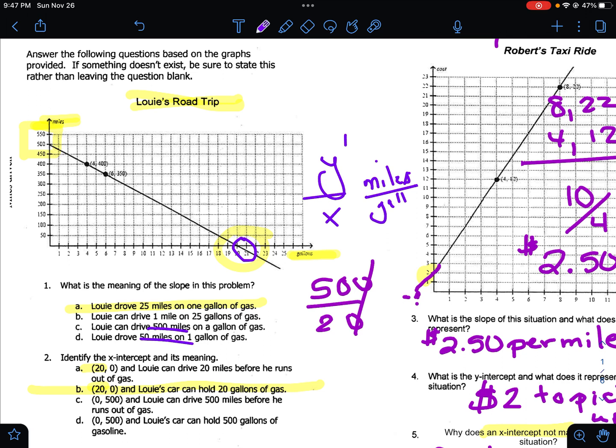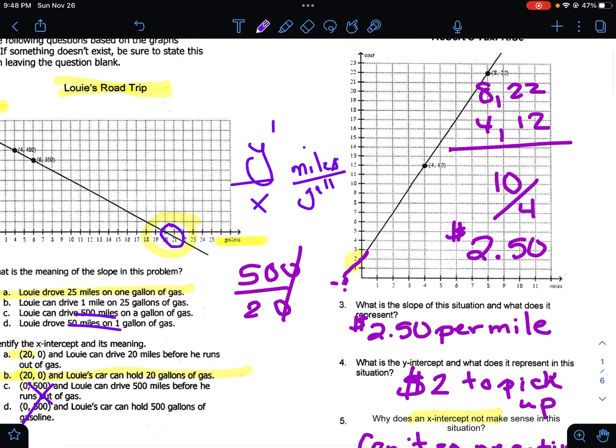So let's look at question number 2. It says identify the x-intercept and its meaning. Clearly it's here on the x-axis. So again, I can cross out the 500s because that's my y-intercept. And remember, the x-intercept is (20, 0). So that would be 20: on the 20th gallon, I'm out of gas. So Louis can drive 20 miles before he runs out of gas? No. Louis' car can hold 20 gallons of gas. That is truthful because we know he had gone a total of 500 miles before he ran out of gas.